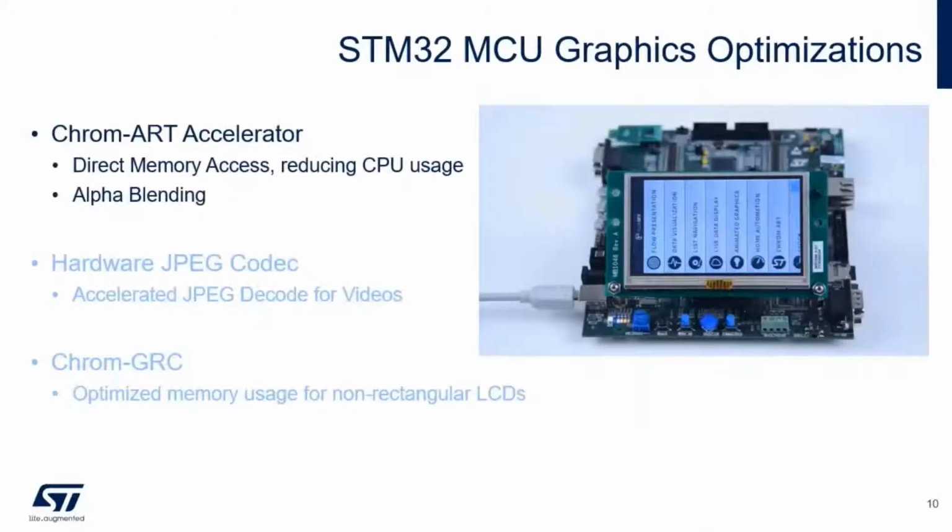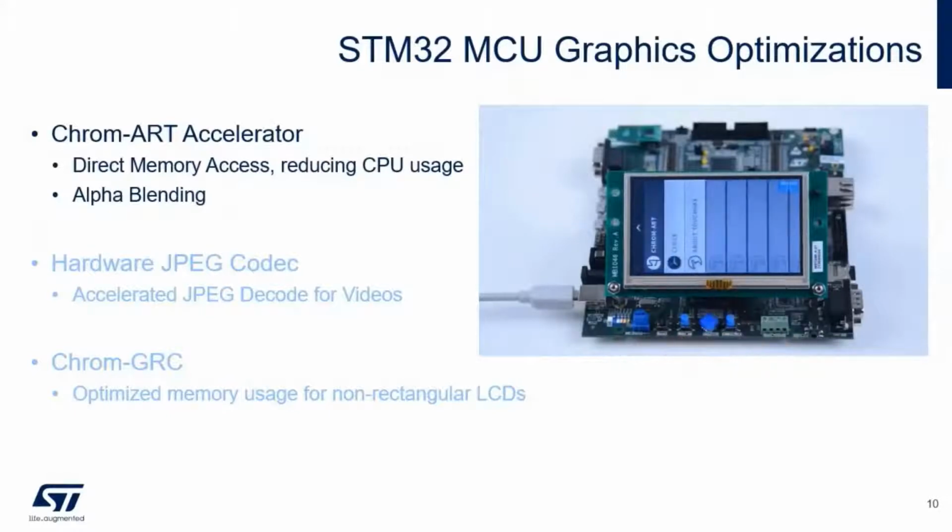Now we'll take a look at graphics accelerations and optimizations available on some STM32 microcontroller devices. ST's proprietary ChromArt accelerator allows the Cortex-M to be offloaded from graphics-intensive tasks. This includes DMA2D, which is direct memory access for graphics assets in Flash, the frame buffer in SRAM, and to the LCD. It also includes alpha blending and pixel format conversion.